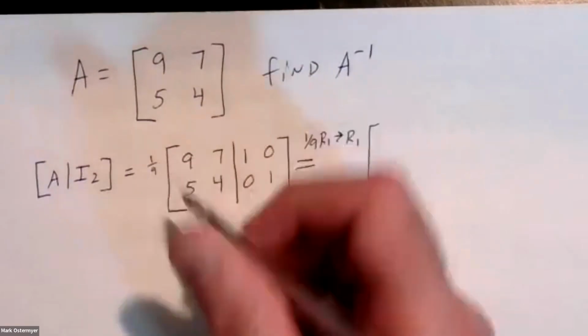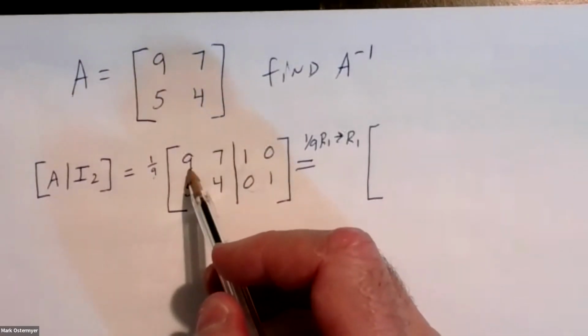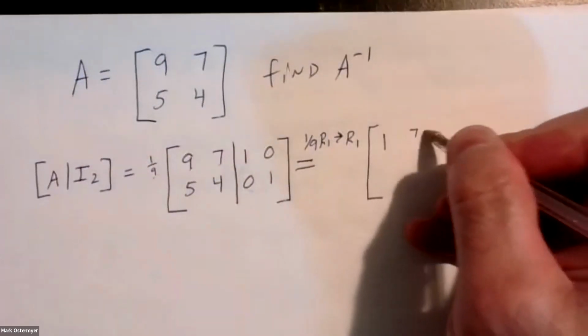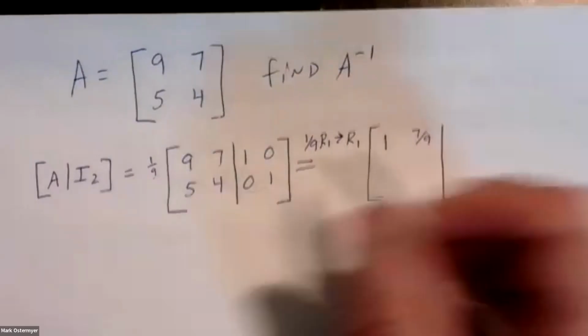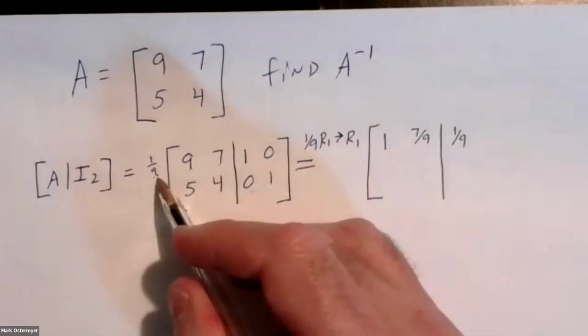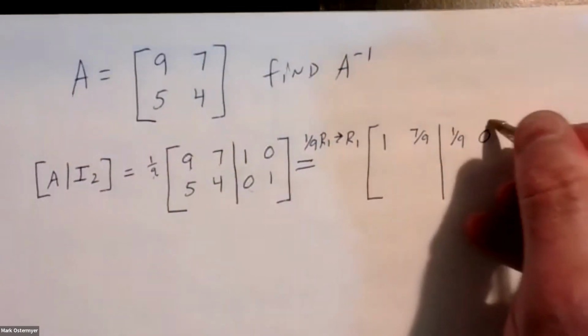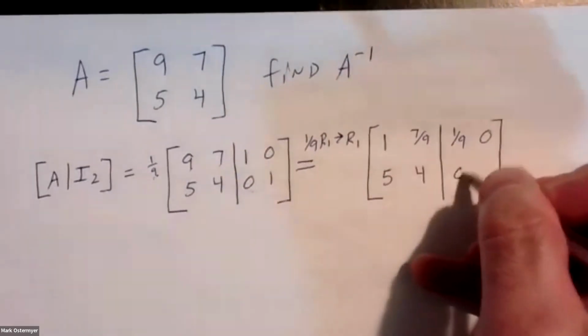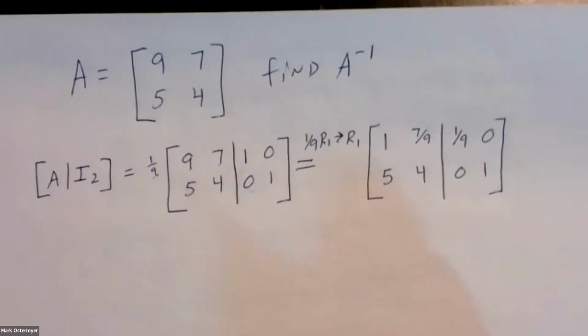So here we go. I put a little 1/9 out here. What's 1/9 times 9? That'll give me 1. What's 1/9 times 7? That gives me 7/9. What's 1/9 times 1? 1/9. What's 1/9 times 0? 0. There's our updated equivalent matrix after having performed that elementary row operation.